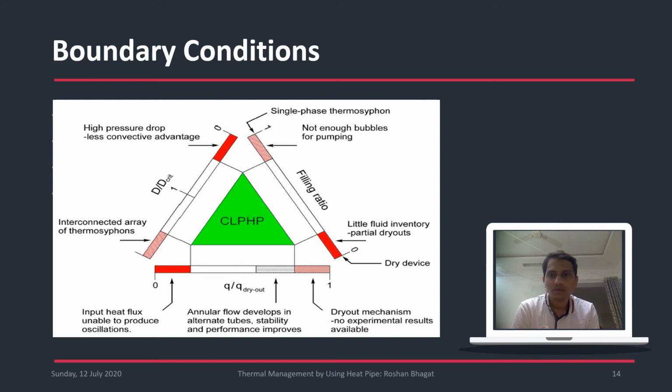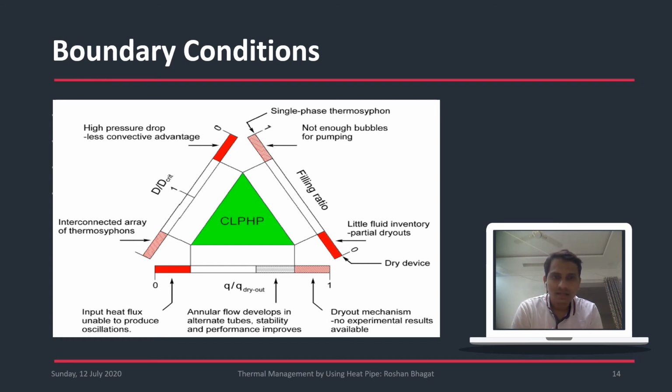Now see the boundary conditions of the closed loop pulsating heat pipe. First thing you can observe is the diameter. The diameter cannot be too small, and it cannot be too large. It is considered to be around 2 to 3 mm. It cannot be more than 3 mm because the capillary action will not take place. So the diameter is also one of the critical parameters. It cannot be too high.